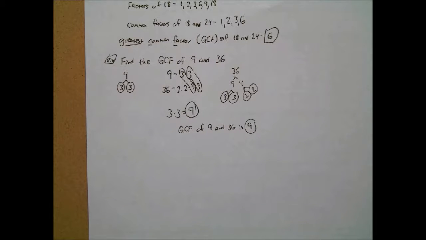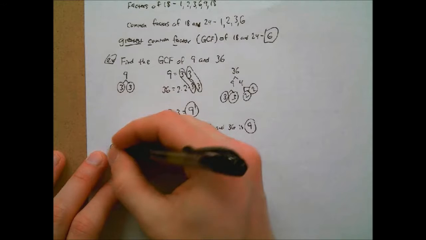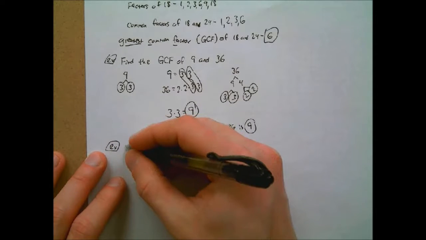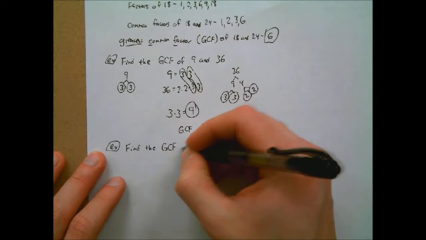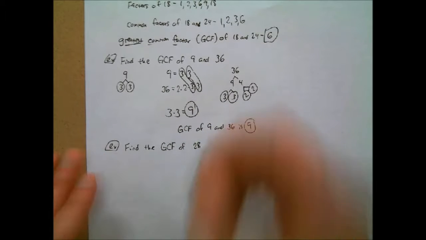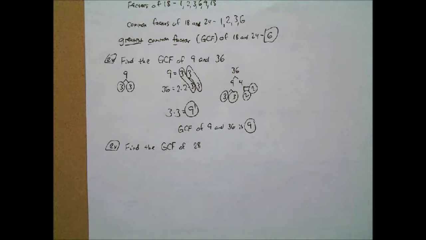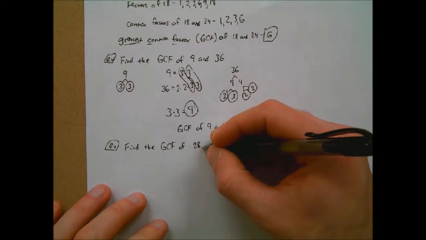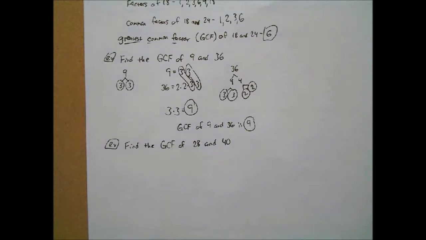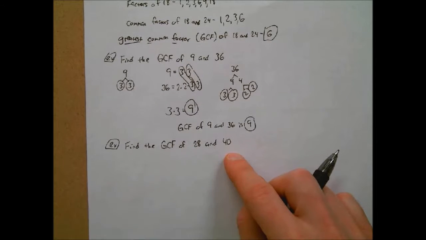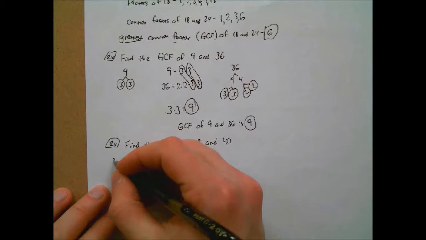This is just to find the greatest common factor. Okay? So let's do one more here with just 2 numbers, and then we'll start throwing some variables in too. Find the GCF of 28 and 40. Okay, find the GCF of 28 and 40. So again, let's take our factor trees here on the 28 and the 40. So I'll write the 28 right here.